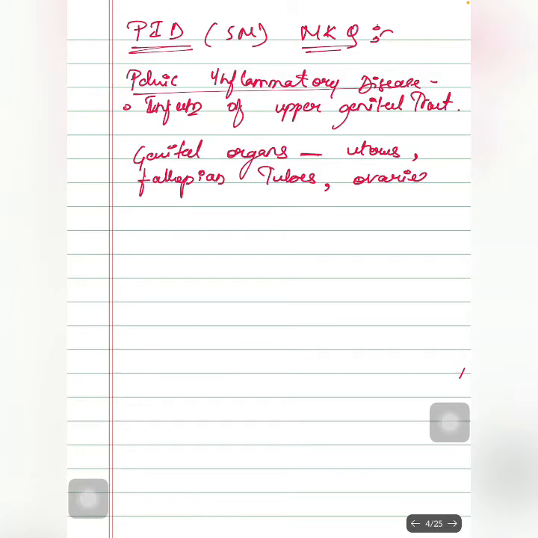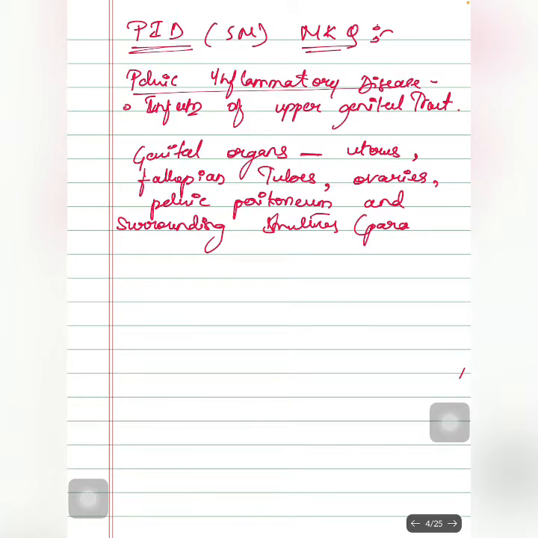ovaries, pelvic peritoneum, and surrounding structures, which are also called the parametrium. It is attributed to the ascending spread of microorganisms from the cervico-vaginal canal. It is a clinical syndrome which is not related to pregnancy and surgery.